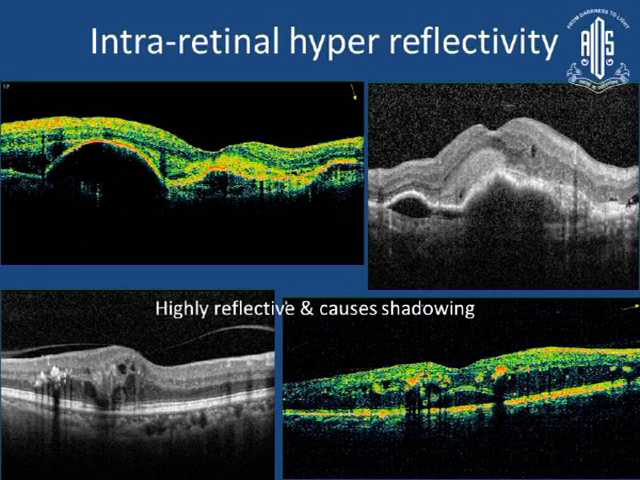Hyperreflectivity you may see, like this you see intraretinal hyperreflectivity here. This may be due to CNV, choroidal neovascularization, or sometimes even hemorrhage. At times you may get very highly reflective, intensely reflective lesions like this, like in hard exudates. You see the shadowing behind them. There's a shadowing effect because they are so dense that they do not let the waves pass through.